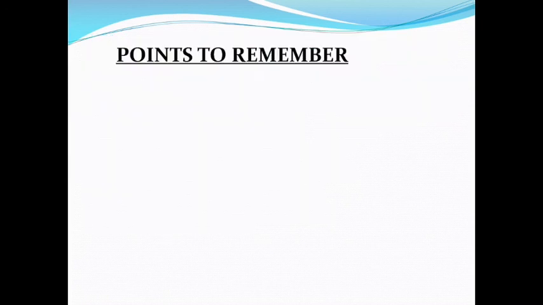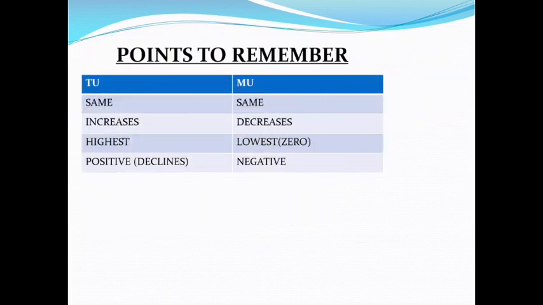My dear students, some important points to remember: TU and MU are initially the same. TU increases, MU decreases. When TU reaches the highest point, MU is 0, that is the lowest, and TU is always and always positive but declines at a certain point, and then MU becomes negative also. So these are some takeaways from this video.